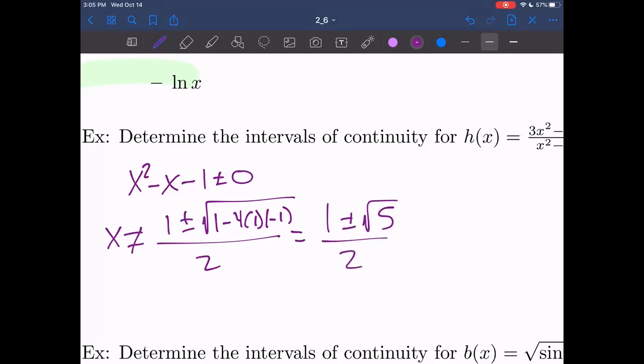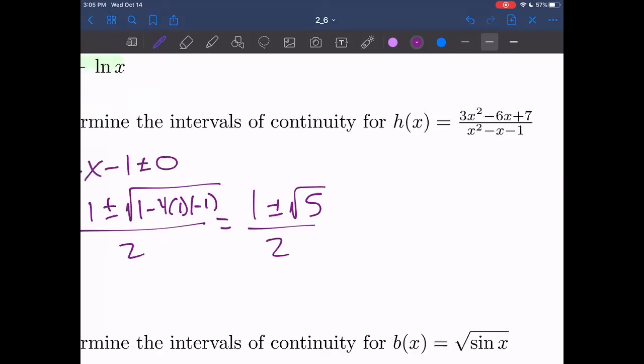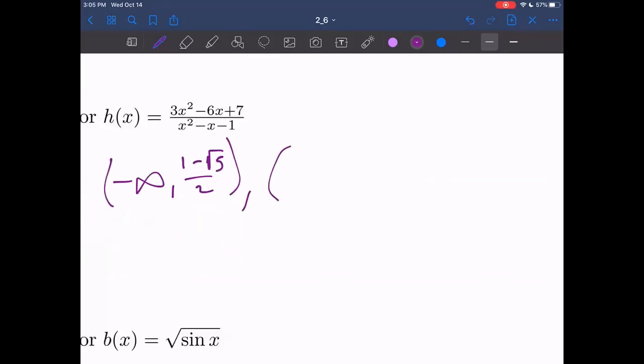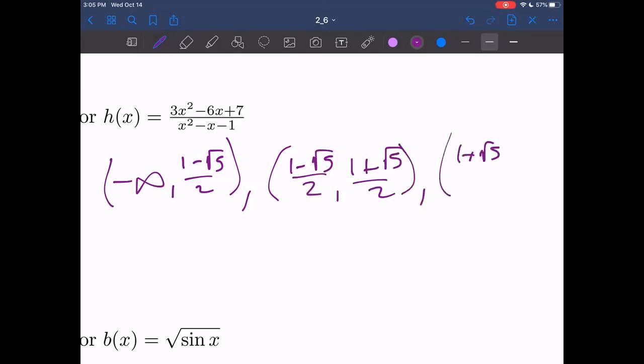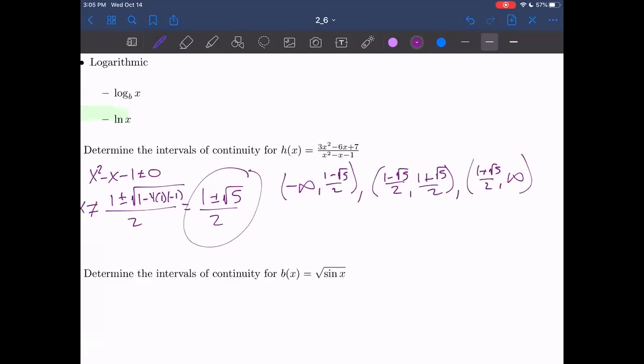So our intervals of continuity for our function are all real numbers not including these. We would list our intervals out: negative infinity to 1 minus root 5 over 2, 1 minus root 5 over 2 to 1 plus root 5 over 2, and 1 plus root 5 over 2 to positive infinity. So those are our three intervals where the function is continuous.